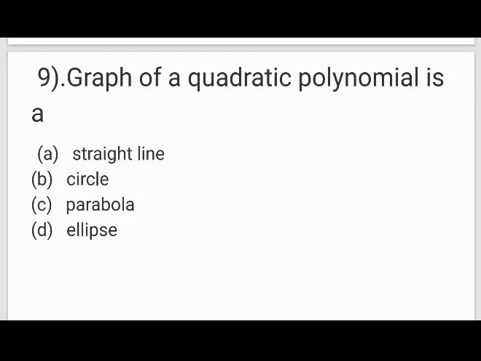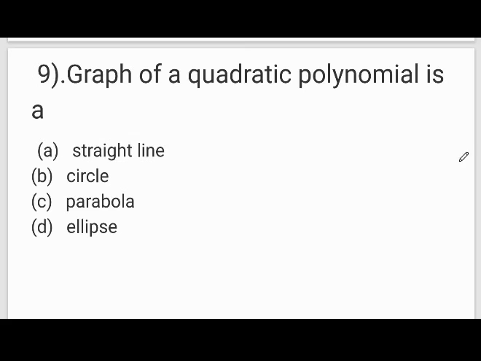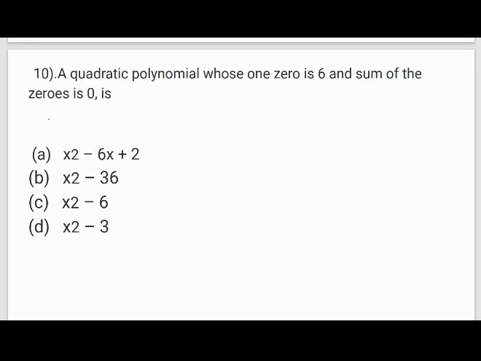Now look at a very familiar and important question. Question number 9. The graph of a quadratic polynomial is a straight line, circle, parabola, or ellipse. We all know it will be a parabola, because on the x and y axis we always find the quadratic polynomial graph is like this, and it is a parabola. Okay. All is well that ends well. So look at the 10th question.